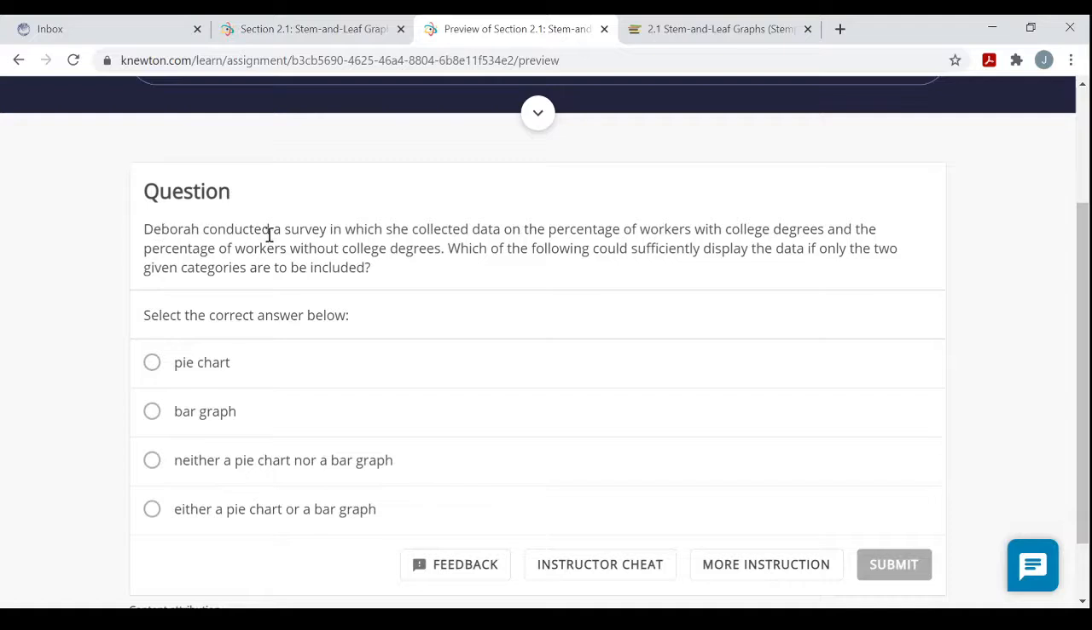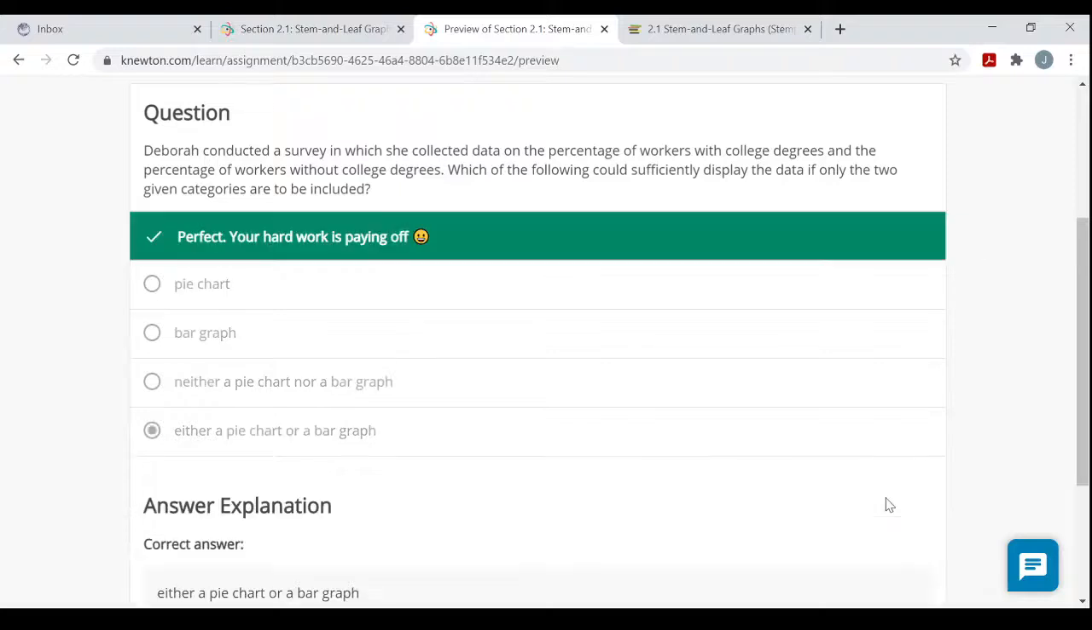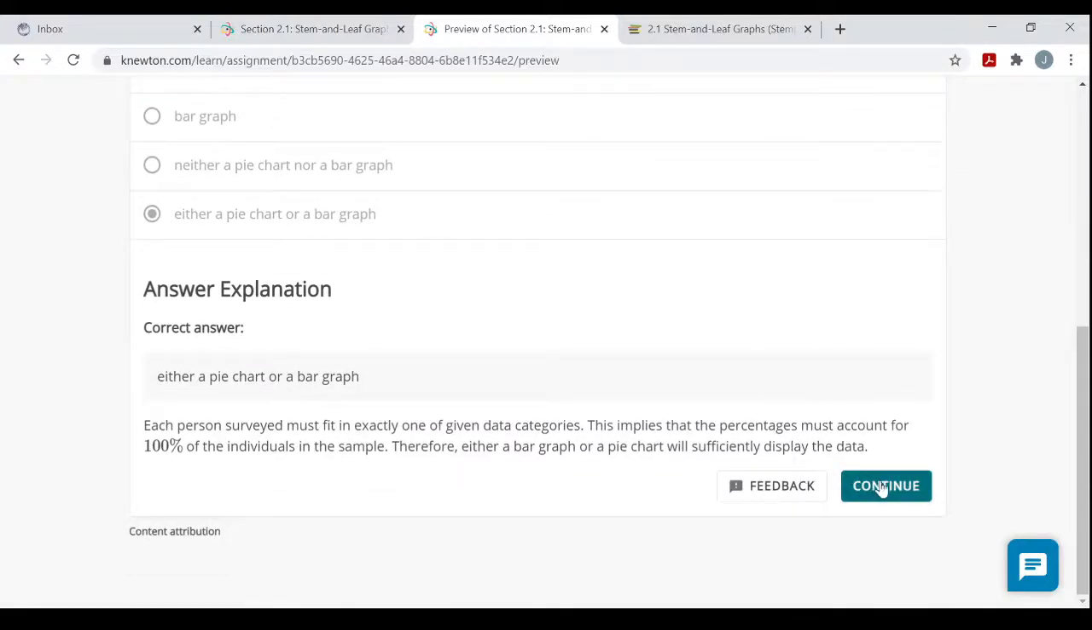Okay, Deborah conducted a survey in which she collected data on the percentage of workers with college degrees and the percentage of workers without college degrees. Which of the following could sufficiently display the data if only the two given categories are to be included? Those don't overlap. You're not going to have a worker that both has a college degree and doesn't have a college degree. You're not going to get any overlap here. So both a pie chart or a bar chart would be good, because there's no overlap.